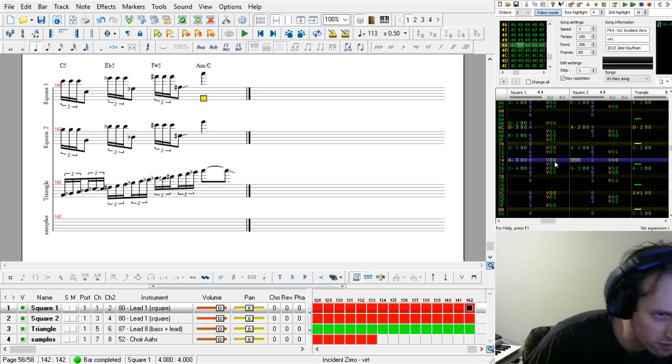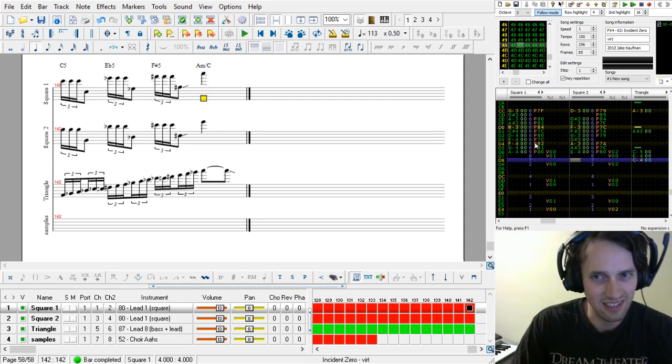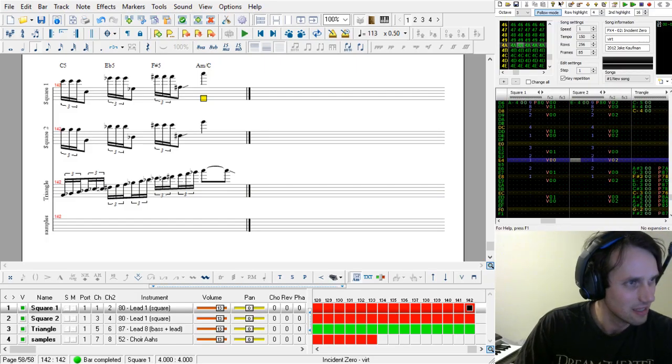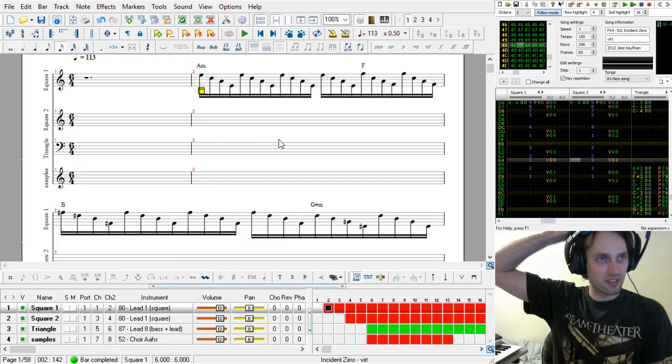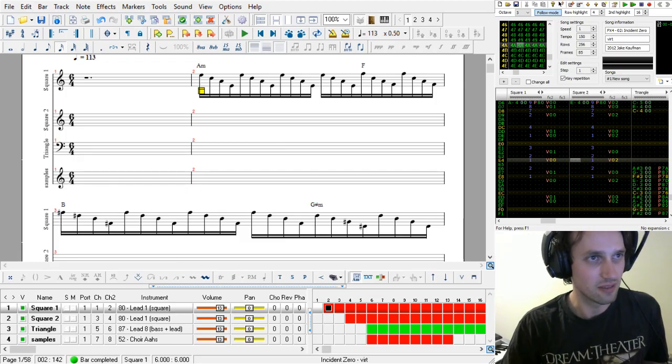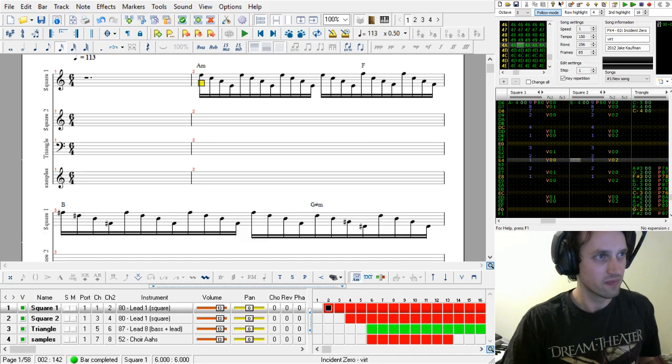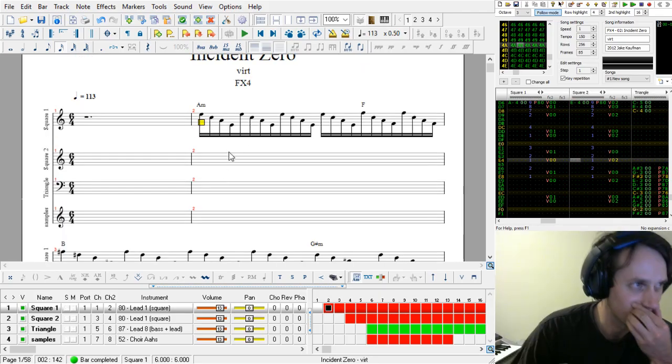Fell behind a little bit scrolling through the Famitracker there. But yeah, that's the whole thing. So I have some notepad notes about specific things I want to talk about, just to refer over to the Famitracker. But let's just start with an analysis of the piece.